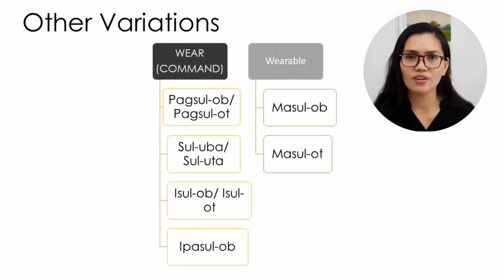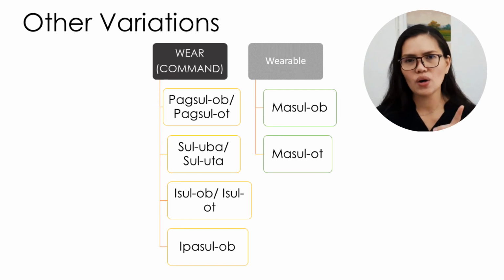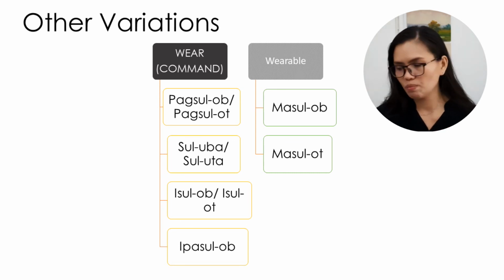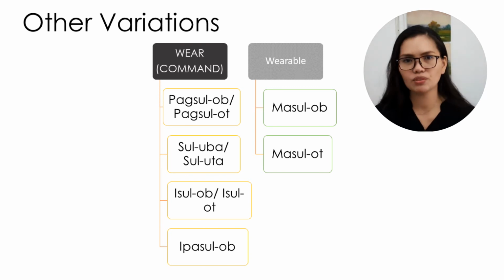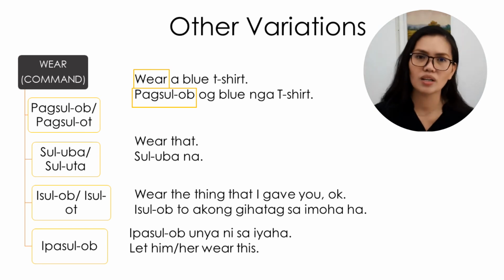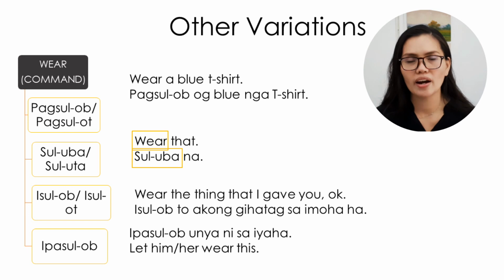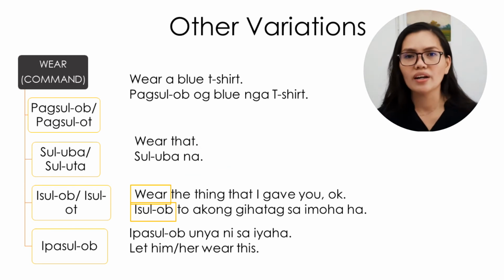Now let's go to other variations. I can only think of four. If you have other variations for sul-ob, please let me know in the comments. This is the command form for wear. Pagsul-ob, sul-uba, ipasul-ob, or isul-ob. Okay? Example for pagsul-ob, wear a blue t-shirt. Pagsul-ob og blue nga t-shirt. Pagsul-ob is wear. Another one, sul-uba. Sul-uba na, wear that. The na here is a shortcut of kana, which means that. Wear that. Sul-uba na.